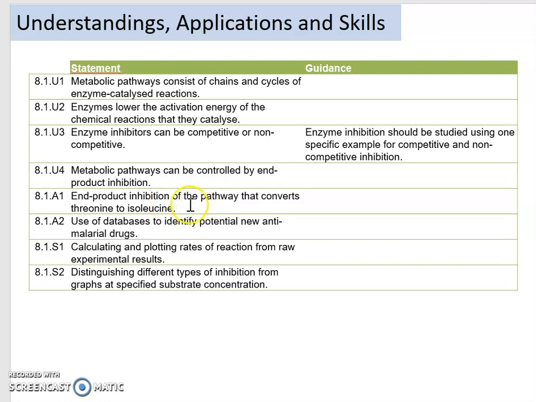We're going to look then at a specific example, and we're going to look at, again, this idea of databases and looking at how we can look at anti-malarial drugs. We're going to also look at the rates of reaction from experimental data, possibly interpreting graphs and so forth for data analysis. And we need to make sure that we can unpack and distinguish between different types of inhibition from graphical information. This kind of thing does come up in data analysis fairly often.